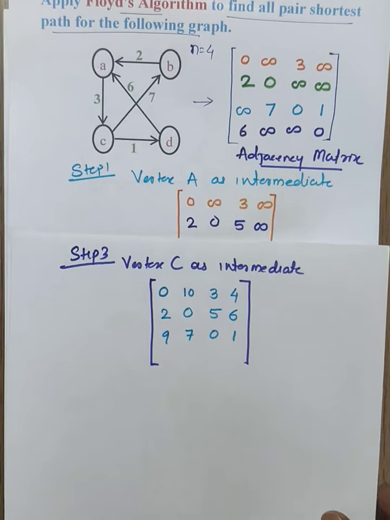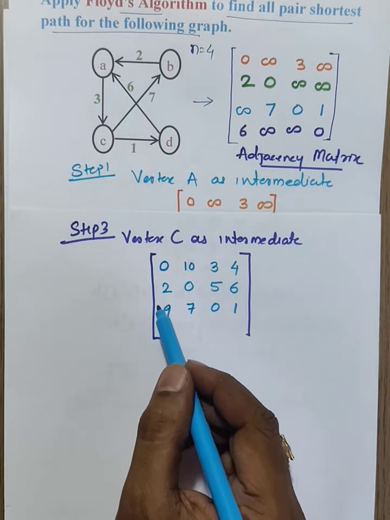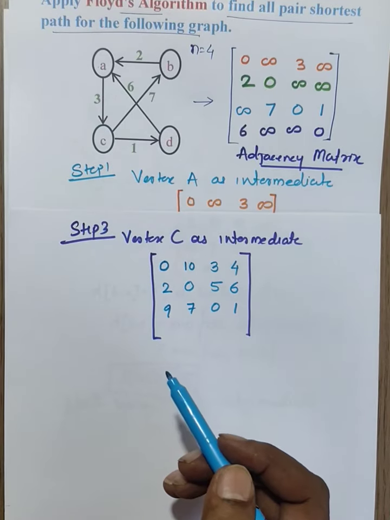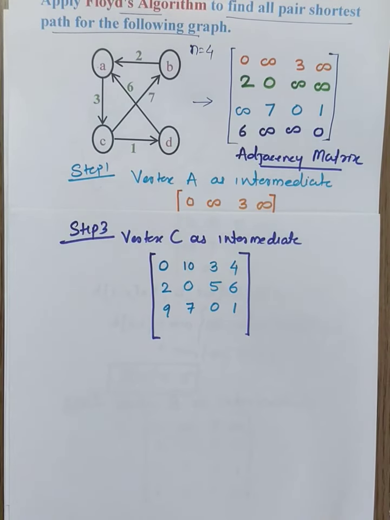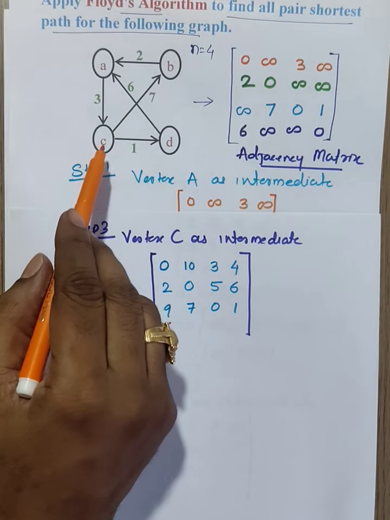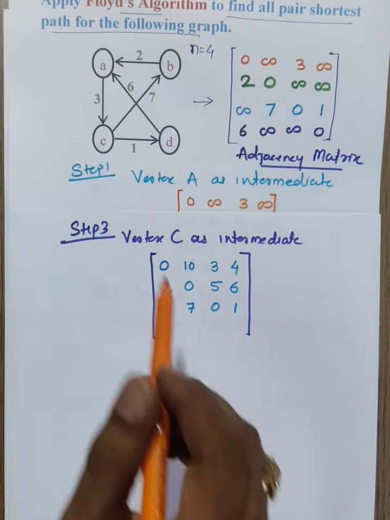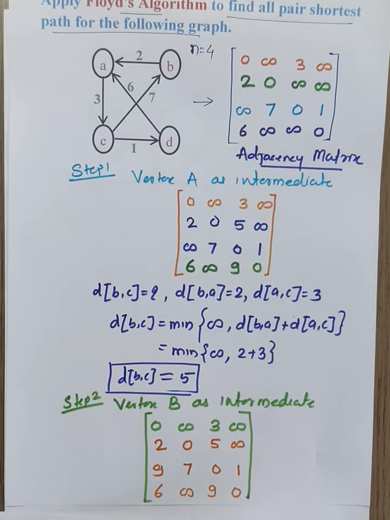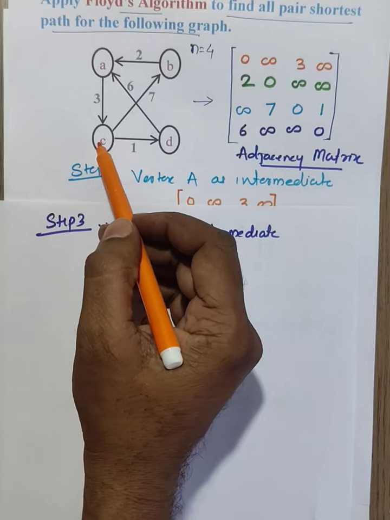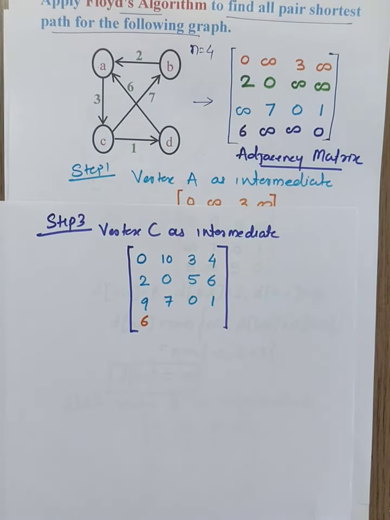Next, vertex C as an intermediate. C as an intermediate means rows A, B, C are over. D to A is 6. D to B using C: if C is an intermediate, up to D to C, D to C is 9. And if you want to move to B, it means 9 plus 7, which is 16.